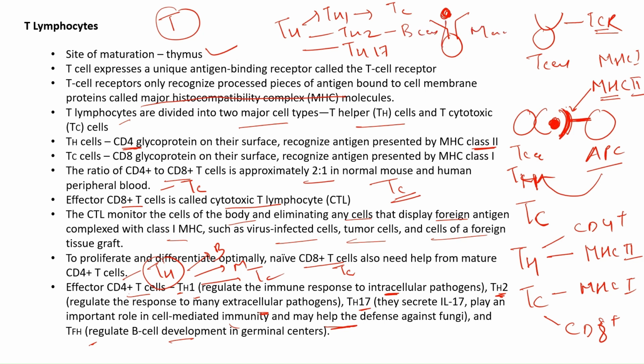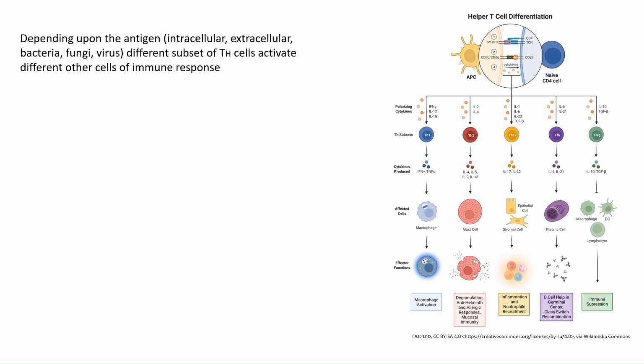So we have T cells mainly divided into 2 categories, TH and TC cell. TC means it will kill the cell. It will directly kill the cell, whereas TH means helper, it helps other cells. Now TC cell will recognize the antigen when presented by MHC class 1. TH cell will recognize the antigen when presented by MHC class 2. Now, depending upon the antigen, whether it is intracellular, extracellular, a bacteria, fungi, or viruses, a different subset of TH cell gets activated and helps to affect other immune responses.